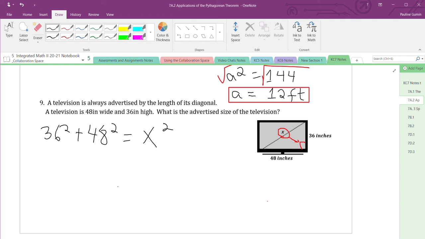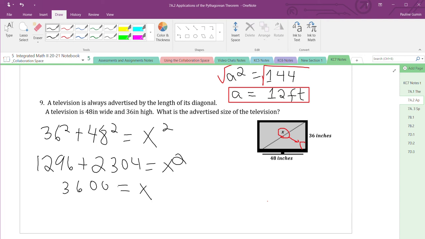Alright, so first let's square 36. So that's 1,296. 48 squared is 2,304. Let's add those up. We get 3,600. And let's finish it up by square rooting both sides. Because this is a TV, not just a random problem, we can only use positive measurements. There's no such thing as negative inches. The square root of 3,600 is 60. So this would be advertised as a 60-inch TV.